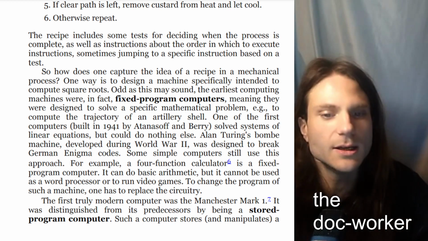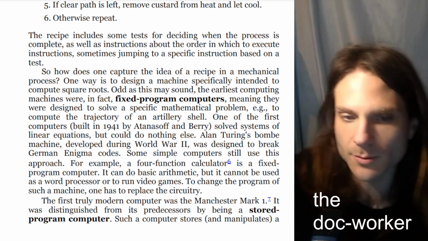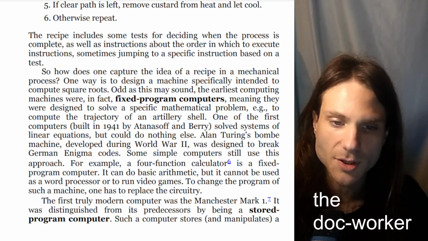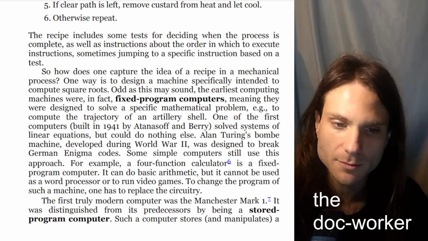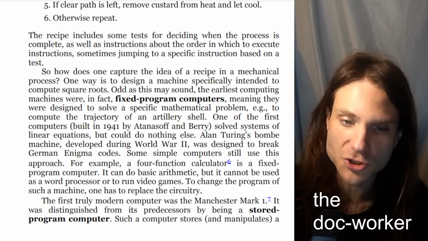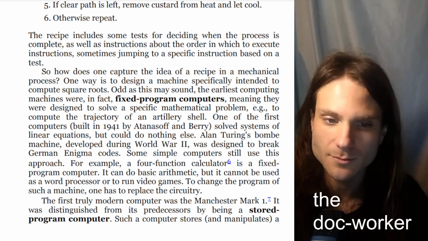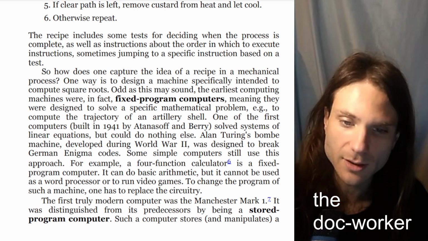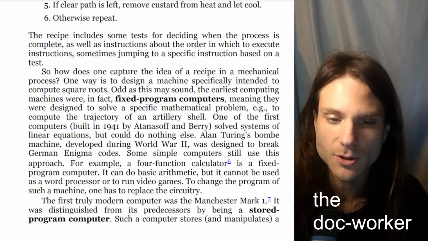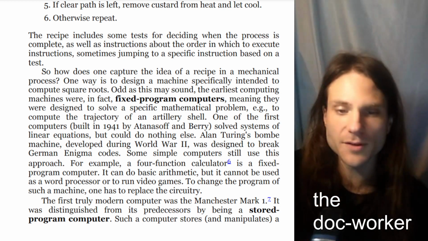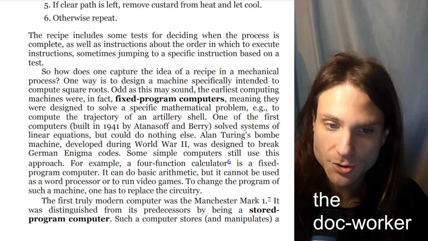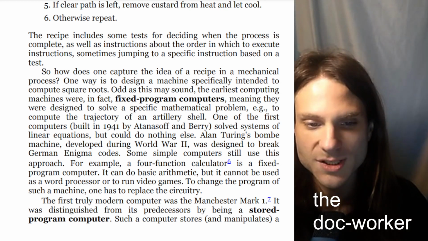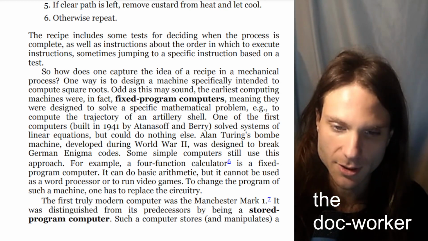Odd as this may sound, the earliest computing machines were in fact fixed program computers, meaning they were designed to solve a specific mathematical problem, e.g. to compute the trajectory of an artillery shell. One of the first computers, built in 1941 by Atanasoff and Berry, solved systems of linear equations, but could do nothing else. Alan Turing's Bombe machine, developed during World War II, was designed to break German Enigma codes.